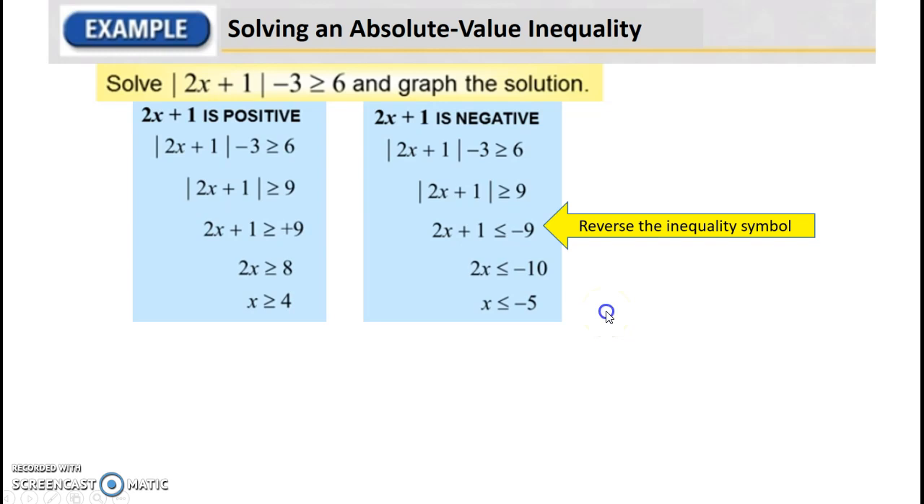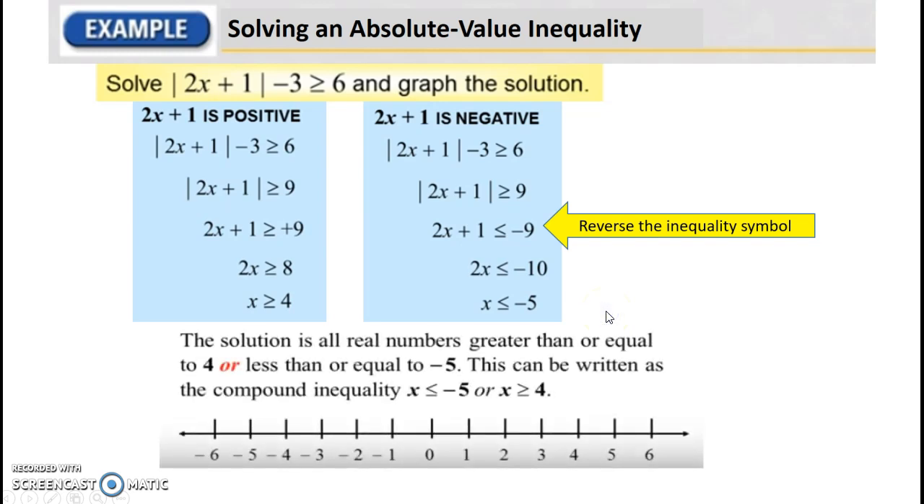And it is not possible. So we write this as an OR statement. It is the solution of all real numbers that are greater than or equal to 4 or less than or equal to negative 5. This can be written as the compound inequality: x is less than or equal to negative 5, or x is greater than or equal to 4.